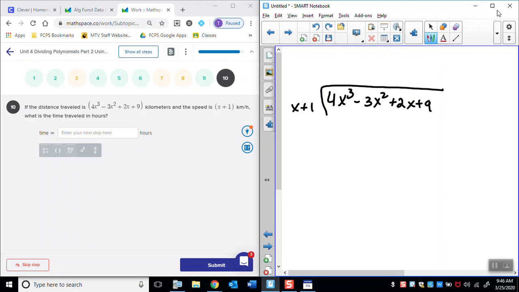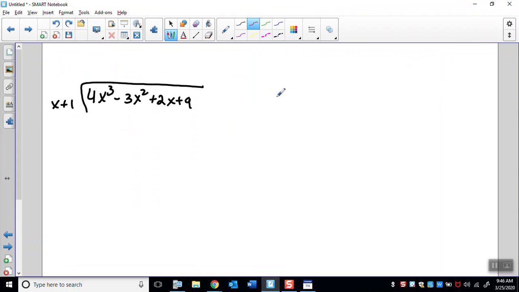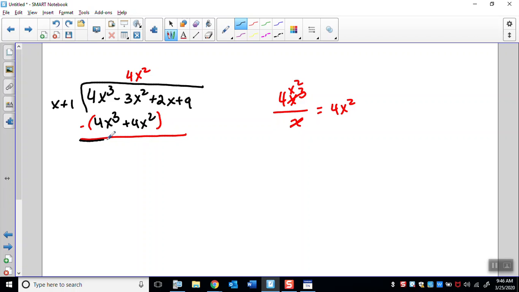Alright, so we have here 4x cubed divided by x, this term divided by this term. Take out an x, take out an x, so you have 4x squared, and I'm going to write that up here. Then we're going to multiply it back out. 4x squared times x is 4x cubed. 4x squared times 1 is positive 4x squared. And remember, we are subtracting these out. So once we subtract, 4 minus 4 is 0.